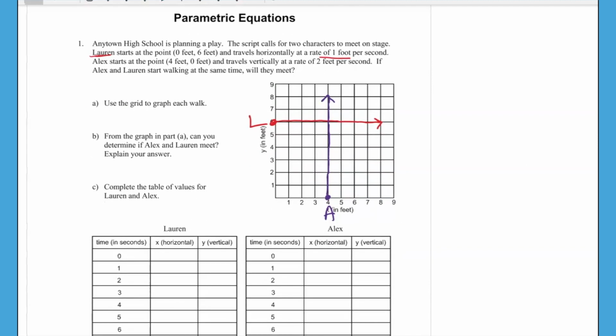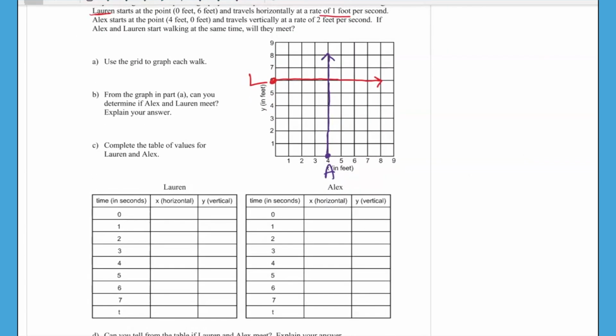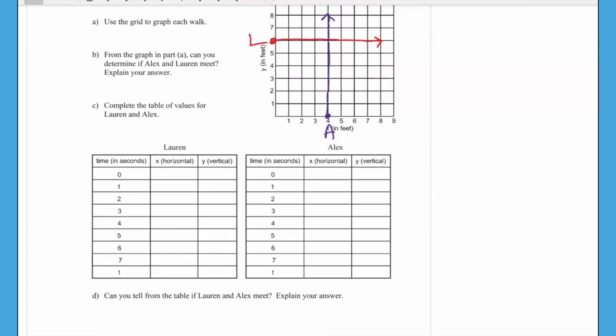And you may already be able to tell because of the way we did the graphing. But let's start by looking at a table of values for Lauren and Alex. Because if all I have to look at is this graph, then I do not know whether or not they actually are going to meet. I know their paths cross, but that's all I know. So Lauren starts out at the ordered pair (0, 6), and after 1 second, she's moved to the right 1 space, but stayed at 6 vertically, and then she's moved right 2 spaces and has stayed at 6, and you can see it's pretty easy to fill in Lauren's table of values right there.